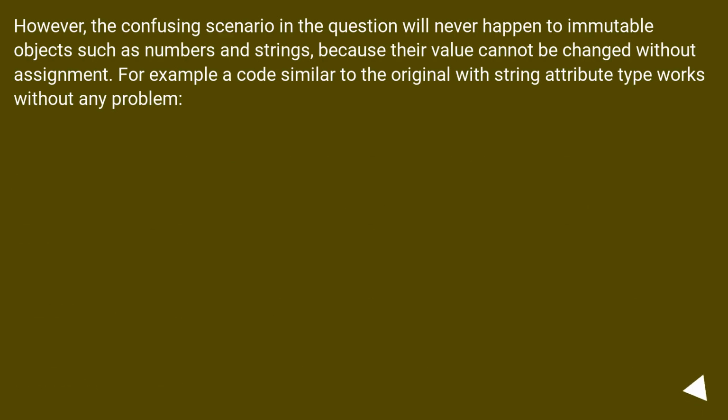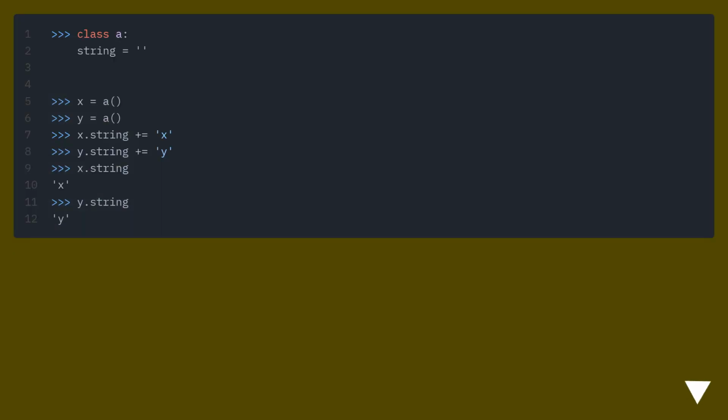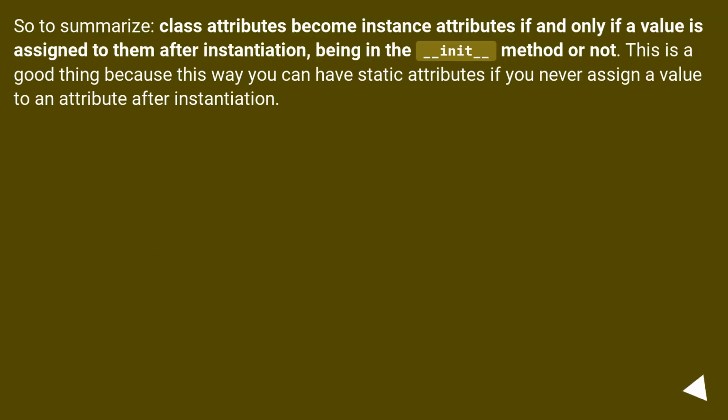However, a confusing scenario like the one in the question will never happen to immutable objects such as numbers and strings, because their value cannot be changed without assignment. For example, code similar to the original with a string attribute type works without any problem. So to summarize, class attributes become instance attributes if and only if a value is assigned to them after instantiation, being in the __init__ method or not. This is a good thing because this way you can have static attributes if you never assign a value to an attribute after instantiation.